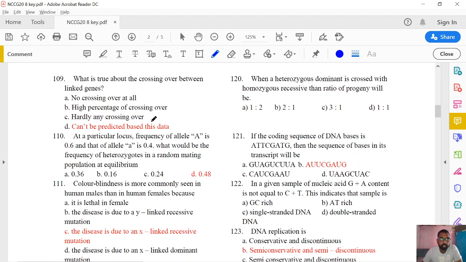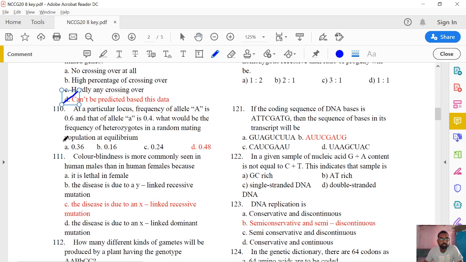What is true about the crossing over between linked genes? See, genes are linked, but the distance between the genes is not mentioned. So I cannot tell that there is no crossing over at all. The genes may be distant and crossing over may occur. High percentage of crossing over also cannot be predicted. Hardly any crossing over also cannot be predicted. You need to conduct the experiment, then only you can find out. Only based on this data you cannot predict.